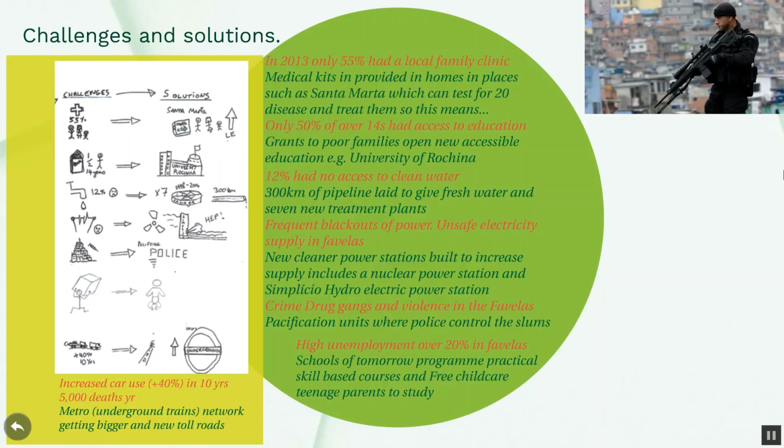Lots of things are being done to try and keep people from using cars, and to try and solve this problem of increased car use, they've introduced a better metro system, or they've upgraded the metro system. The network's bigger, so people are more encouraged to use the public transport. They've created new toll roads. I think that's also designed so that people won't use their cars because they've got to pay to use the roads.